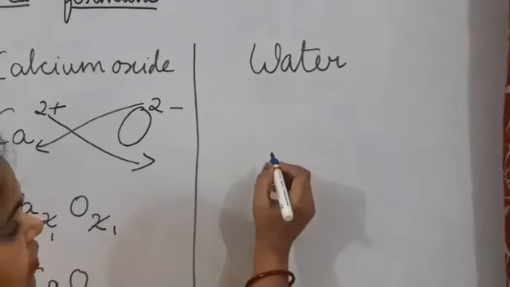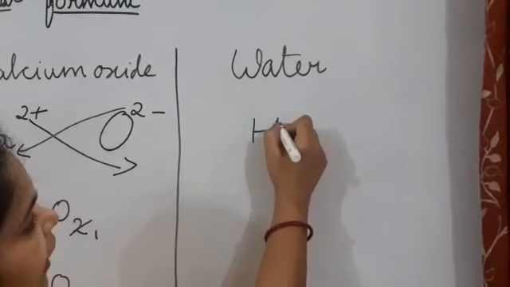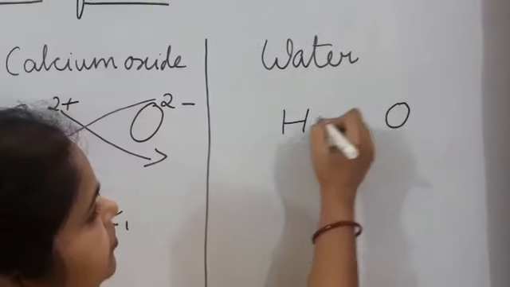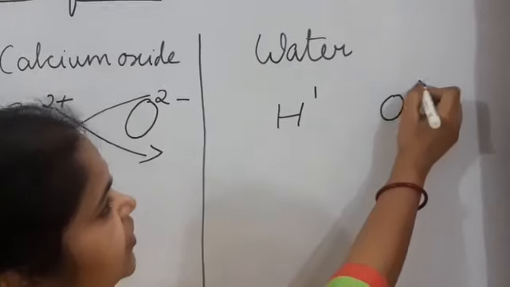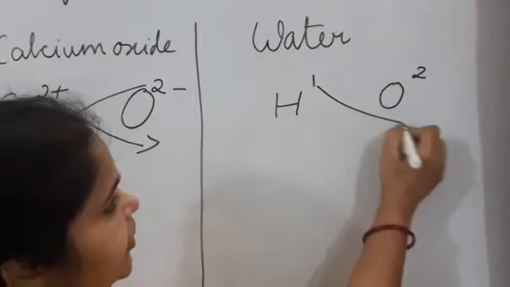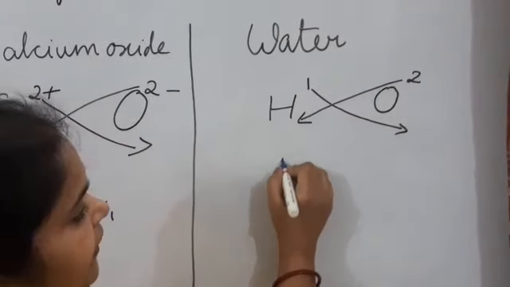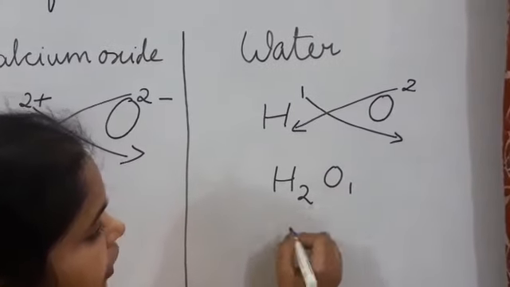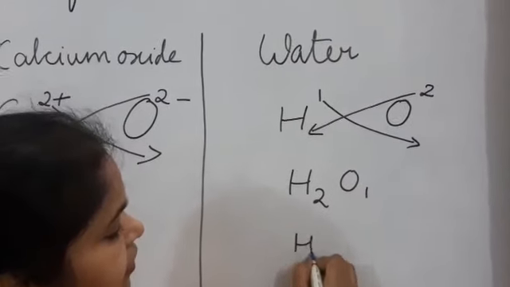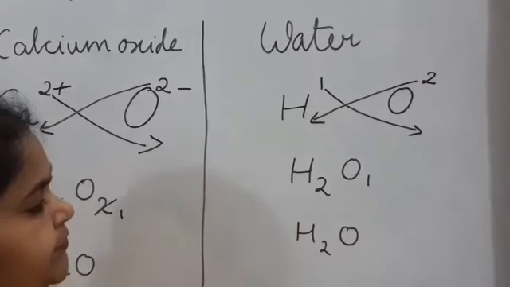Example is water. The formula for water. Elements present in water are hydrogen and oxygen. We write down the valency of hydrogen as 1, oxygen as 2. Interchange the valencies and write down as subscript: H2O1. Now 1 we can skip writing, just write down H2O.